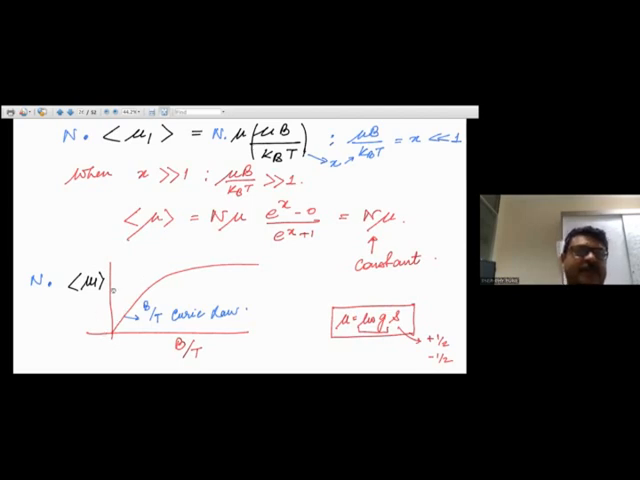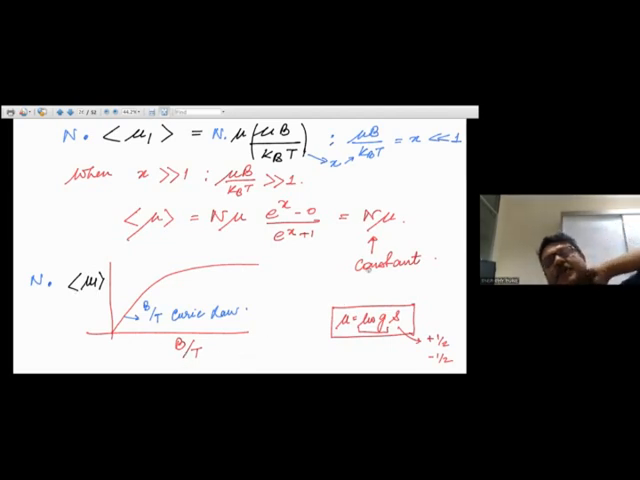So this is magnetization, but even if you took a derivative with respect to B, then this quantity n mu squared by kBT would be chi, and that in turn will go as 1 by T, which is Curie's law. This is why Curie's law is valid. Here, of course, I plotted M versus B by T.